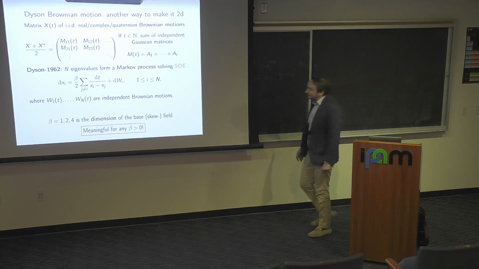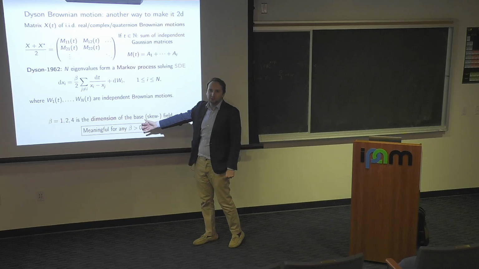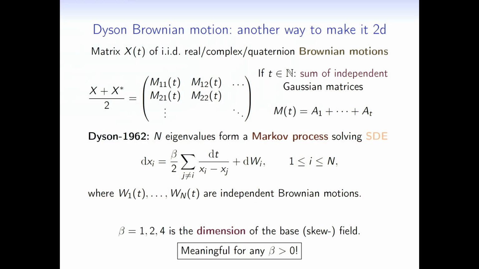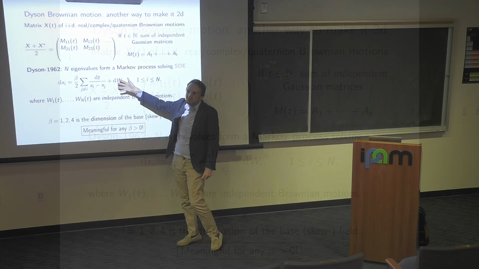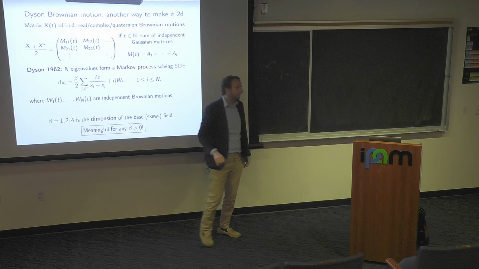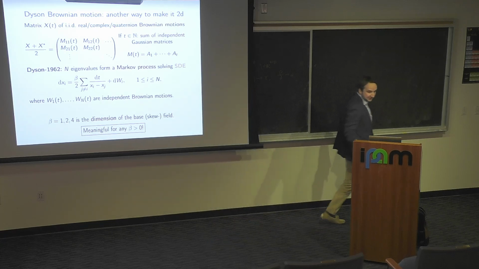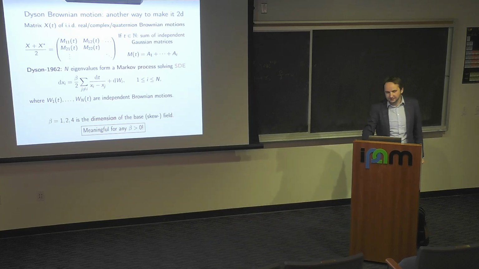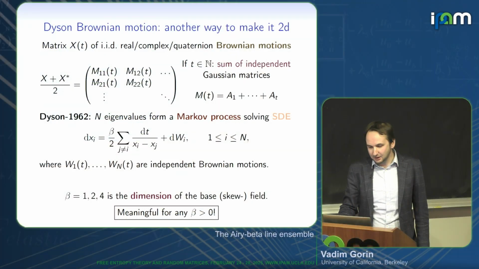And again, this can be extended to any value of beta larger than 0, right? You look at the solution of exactly the same equation. Well, you need to prove something. You need to prove that this equation indeed has a solution for other values of beta. But this can be done. It's a little bit harder for beta approaching 0, but still people did it. So that's the second way you can add a second dimension to these matrices.